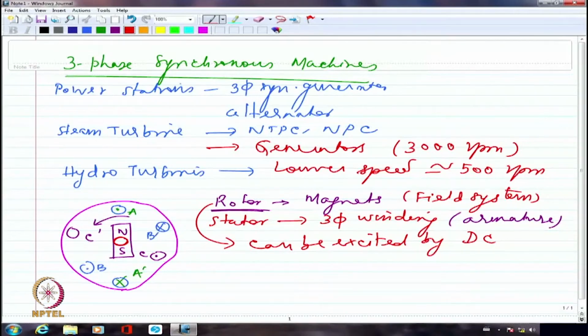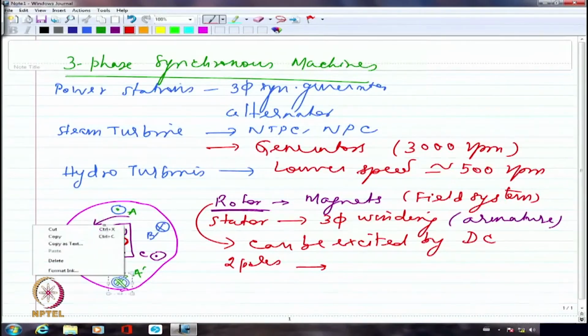So the revolutions per second or revolutions per minute indirectly decides what frequency is induced in the individual phase windings. If I have two poles, I should have this rotating in such a way that the positive half cycle is induced here and the negative half cycle is induced at the same instant of time in A dash.